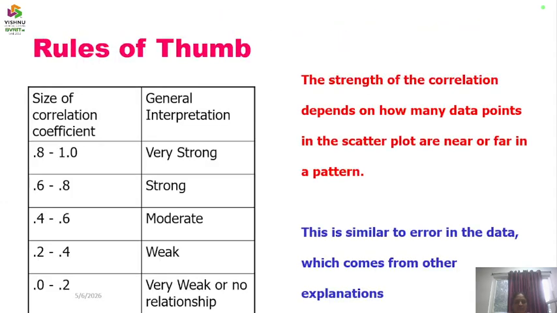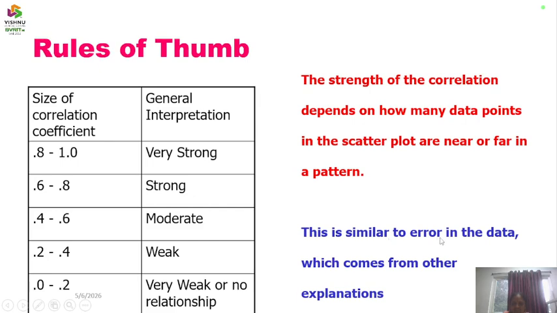Next, rules of thumb. It's not required, but you can see it here also. Whenever 0.8 to 1 is there, it is very strong; 0.6 to 0.8 is strong, and this is moderate. In the third or fourth slide, we got a value of 0.2, right? So I said weak. How do I know that? Because of the rules of thumb. The strength of the correlation depends on how many data points in the scatter plot are very near or far in the pattern.